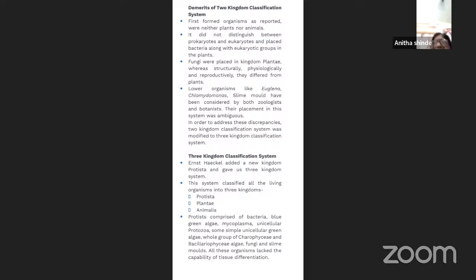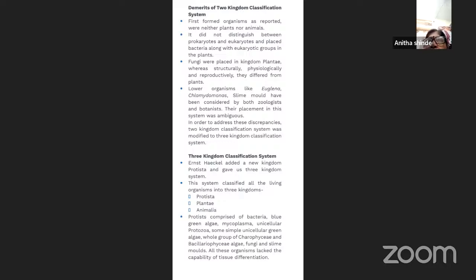So that is how. So is it okay about 2-kingdom classification, students? Yes, clear, ma'am. Now we will go to 3-kingdom classification system. Now, just remember 2-kingdom means 2 types. One kingdom is Plantae and the other one is Animalia.